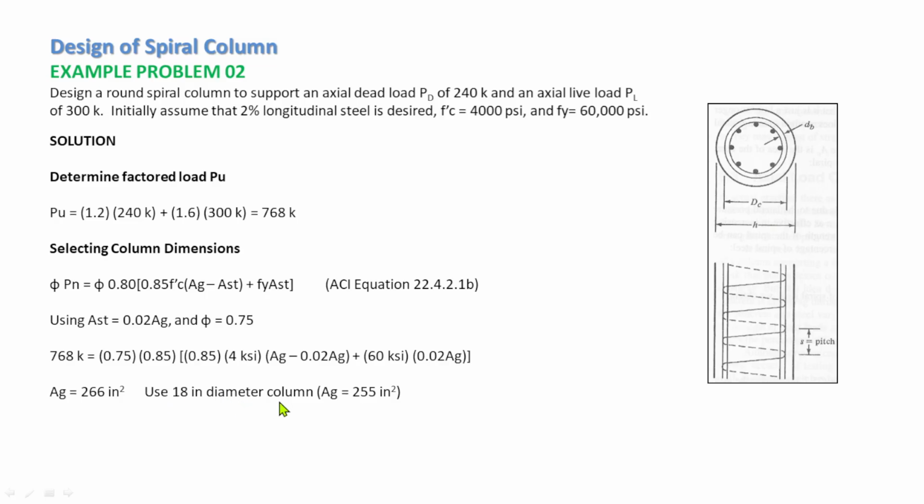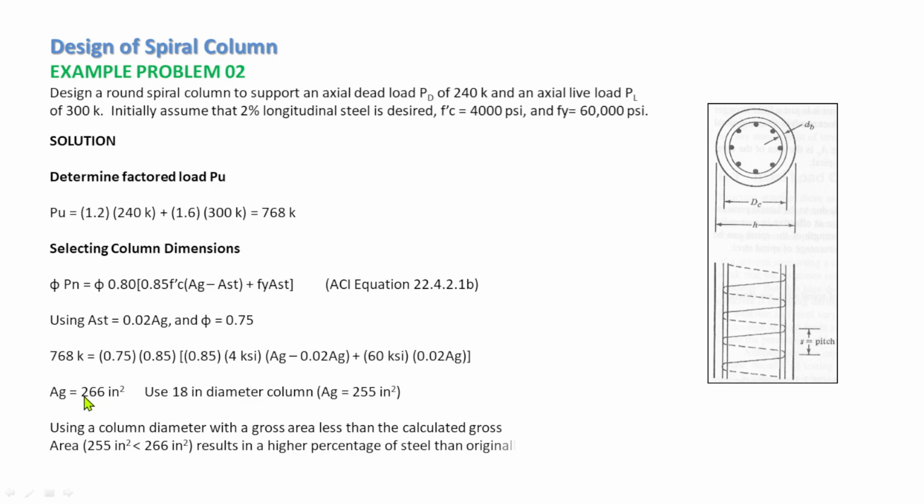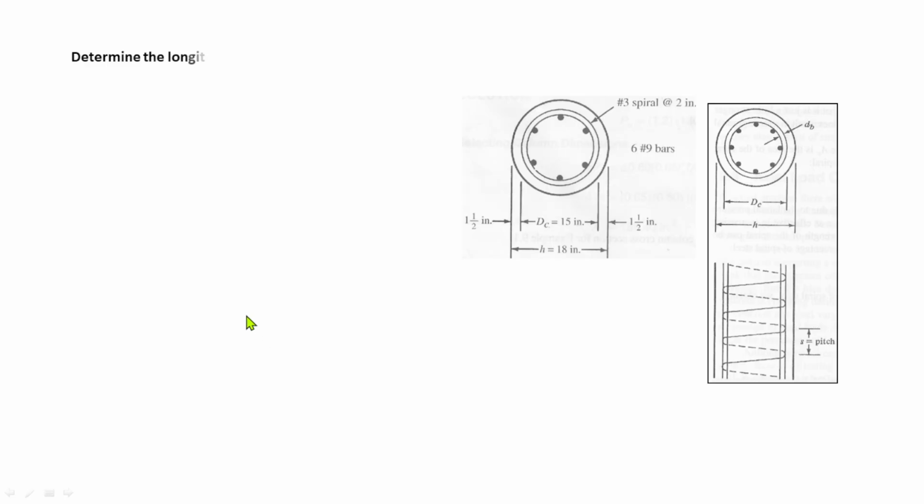So using an 18 inch diameter column, we have a gross area of 255 square inches. A little bit lower than the required 266. So using a column diameter with a gross area which is less than the calculated gross area, 255 less than 266, the result is a little bit higher steel requirement. So the next step is to determine the actual steel reinforcement of the column by substituting the actual area, which is 255 square inches. This is the equivalent area using the 18 inch diameter column.